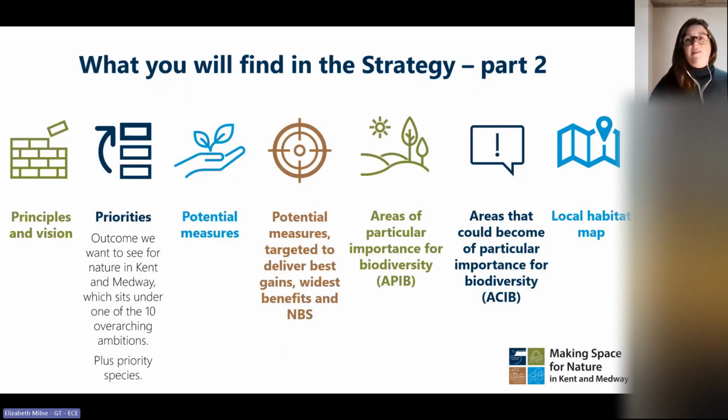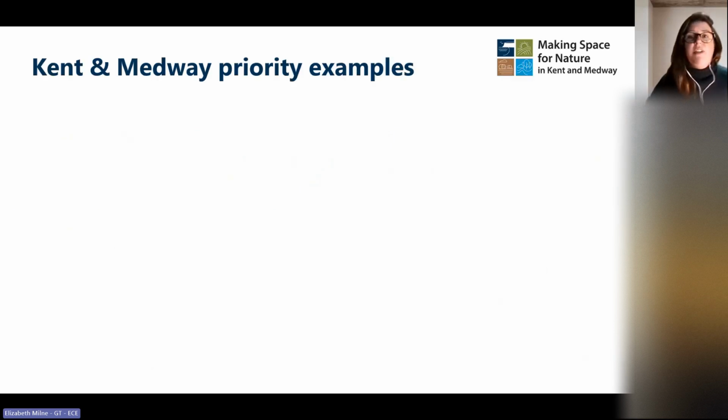So as I said, we have these 10 ambitions, and sitting under each of these 10 ambitions are more detailed priorities, which outline the outcome we want to see for nature in Kent and Medway. And the strategy also identifies priority species that action should be focused on. The priorities were developed with stakeholders through a series of workshops and focused on outcomes that tackled the county's most notable pressures and challenges and supported delivery of local and national ambition against our most significant, important and at-risk habitats. So our strategy has 52 priorities. I'm afraid I won't sit through and take you through every single one individually.